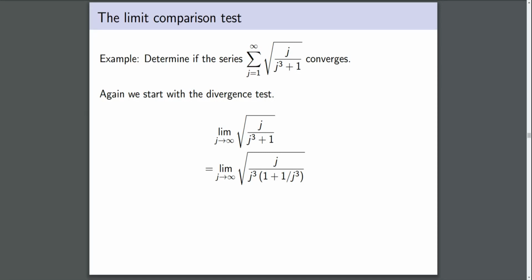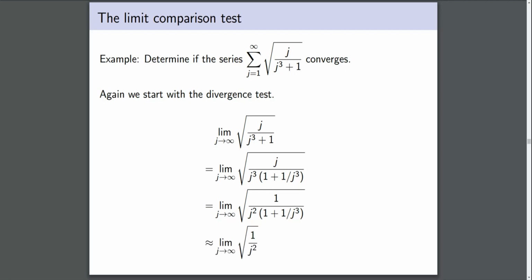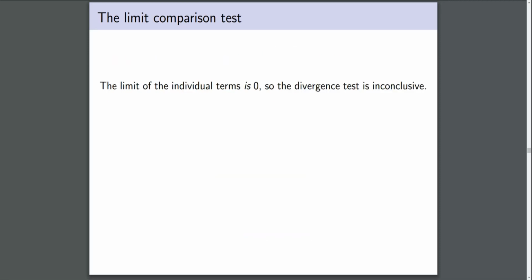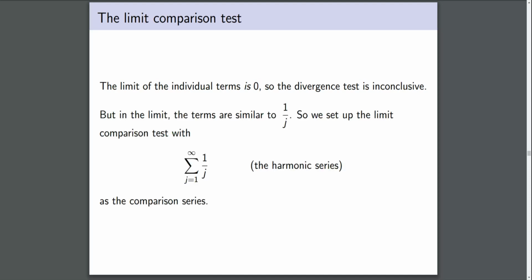Similar to our last example, we're going to factor out the highest power. Then we cancel on the top and bottom. When we put in 0 for that 1 over j cubed, we're left with the following limit. I can simplify the square root in this expression, so I get just 1 over j. And that limit is in fact equal to 0. Again, just like our last example, the divergence test is inconclusive, but we're going to use our final step to come up with a comparison series.